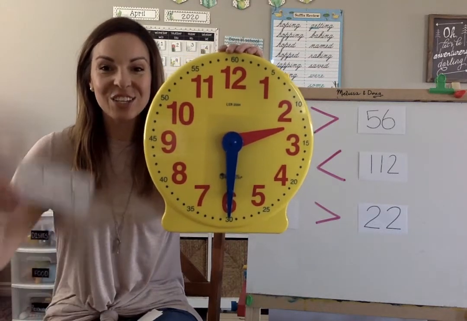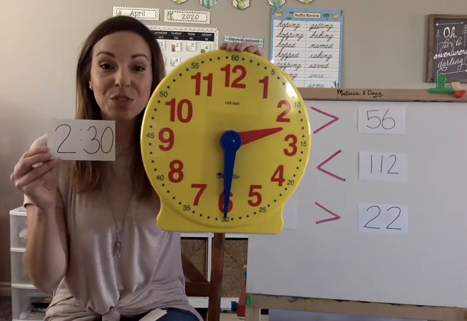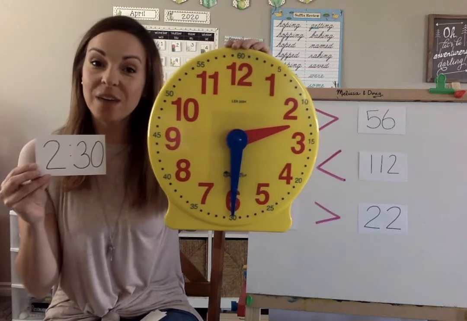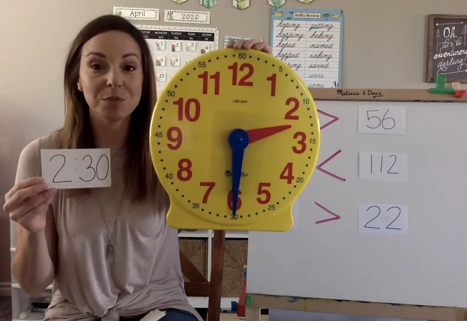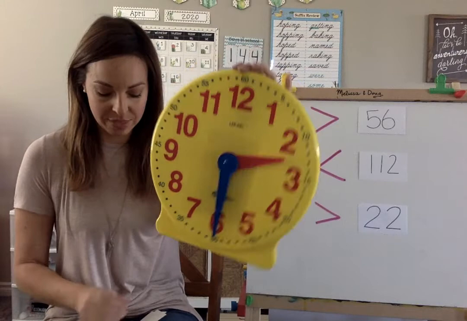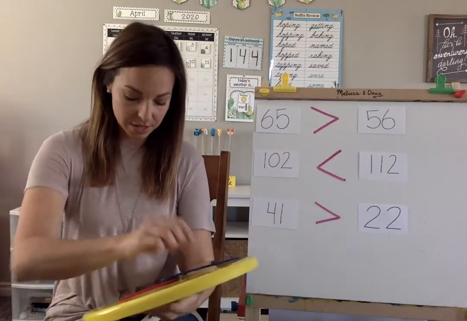Ready? You should have written down 2:30. The hour hand is on the 2 and the minute hand is on the 6, which means 30. Here is my next one.